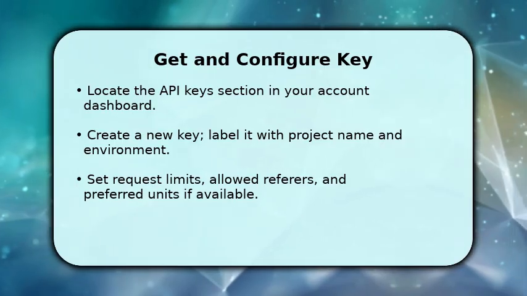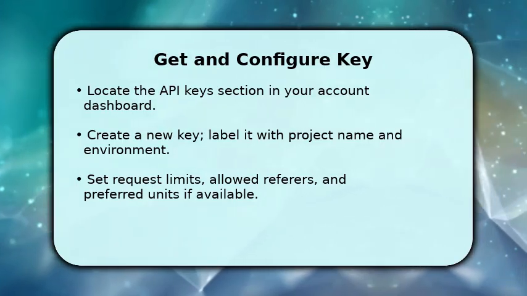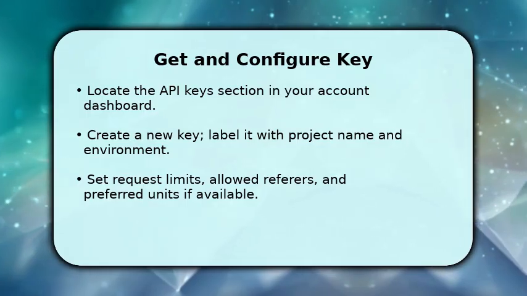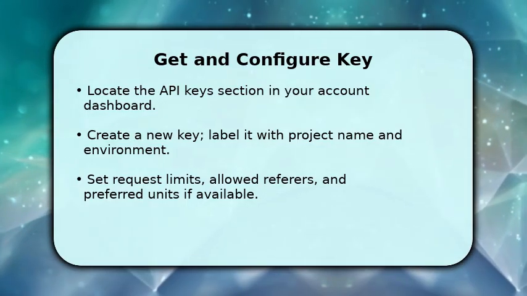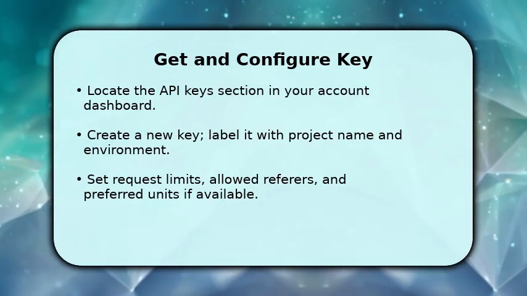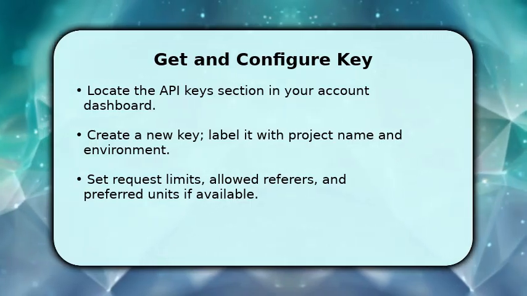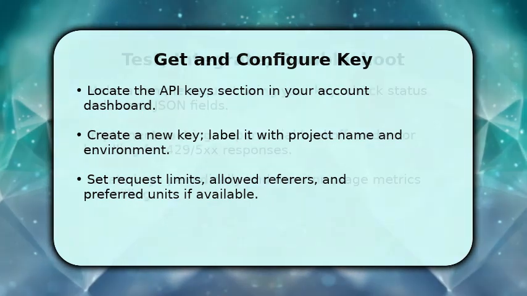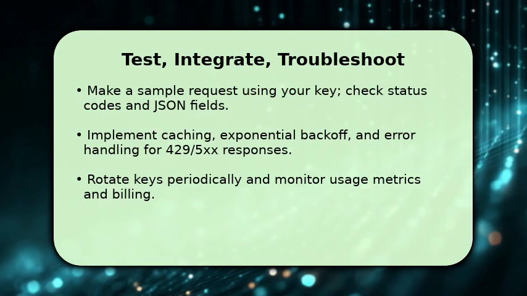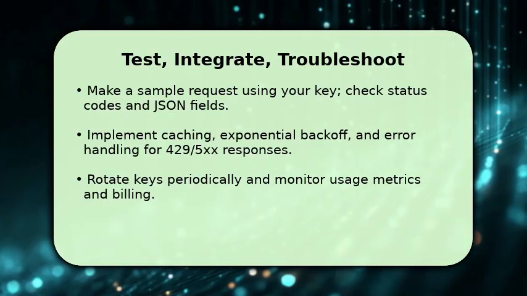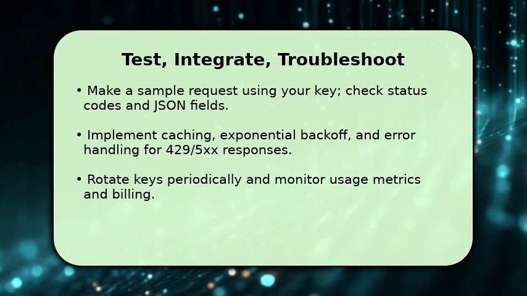Make note of rate limits and plan for caching. Too many live calls will hit quotas quickly. Finally, pick the default units and language, so your first calls return predictable fields you can parse without issues. Finish by testing. Craft a simple GET request with the key and inspect the HTTP status and JSON fields to confirm structure.